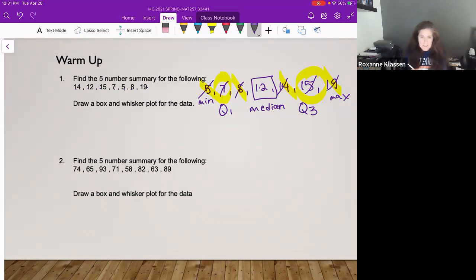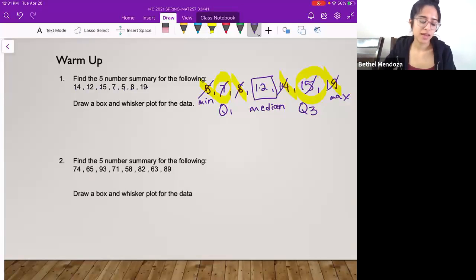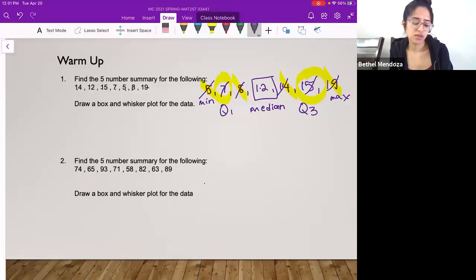How about the second one? Did anyone do number 2? Okay. Bethel did. Did anyone else do number 2? Oh, good. Jessica and Hannah. So what did you get for your 5 number summary? Just tell me your 5 numbers. For my min, I got 58, Q1 64, median 72.5, Q3 86.5, and max 93.